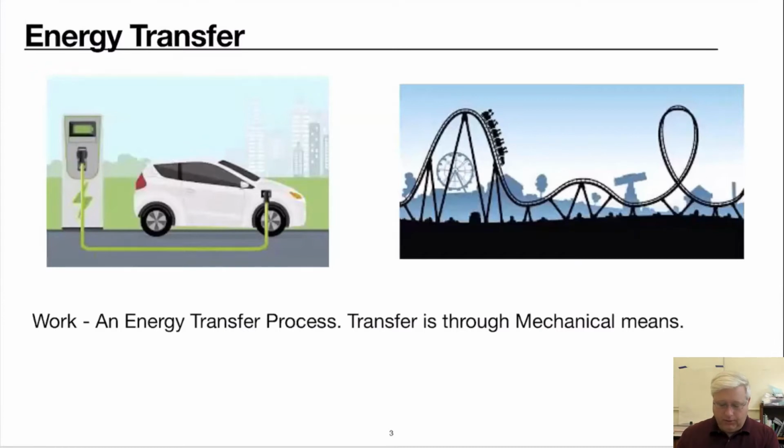We're dealing with potential energy and kinetic energy. When the roller coaster reaches the top of its first hill, it has some potential to fall. As it falls, it's losing that potential energy, but it's turning it into kinetic energy, energy of motion. And that's what makes the ride exciting.